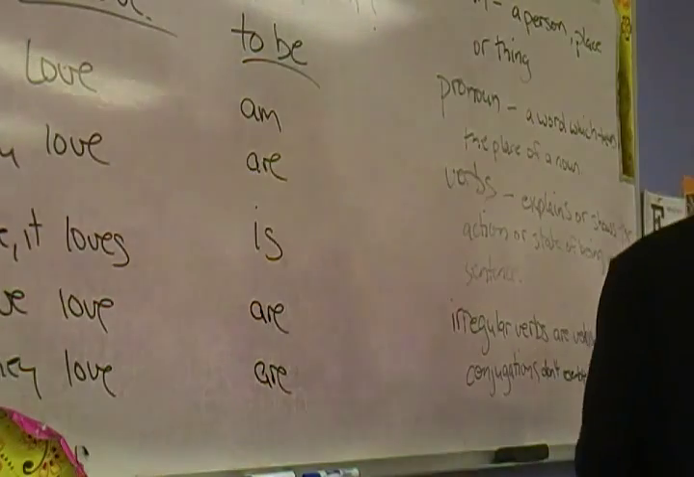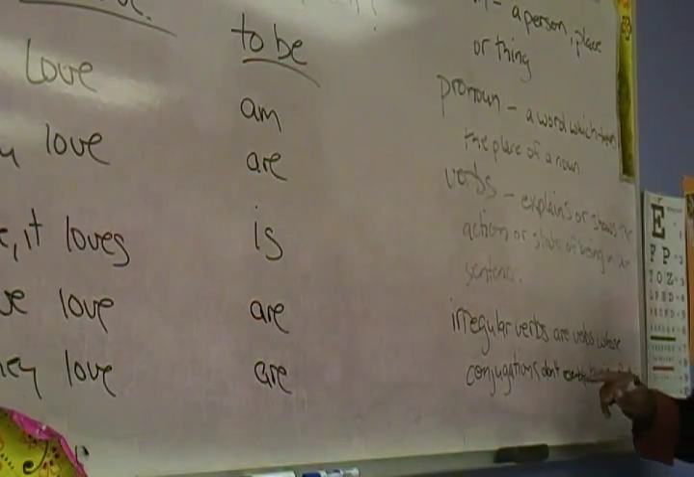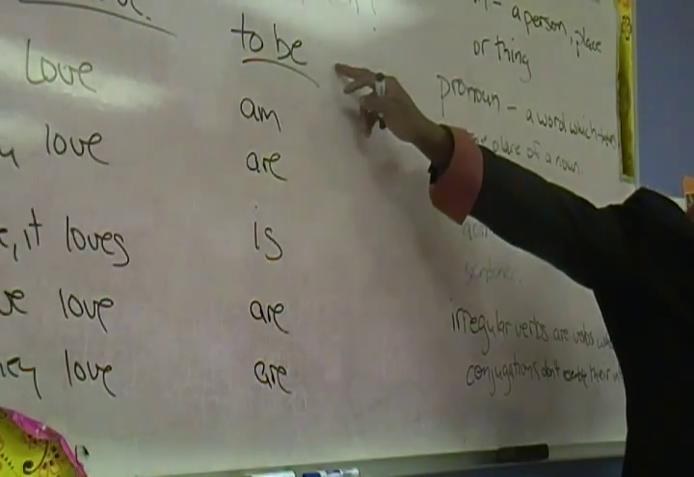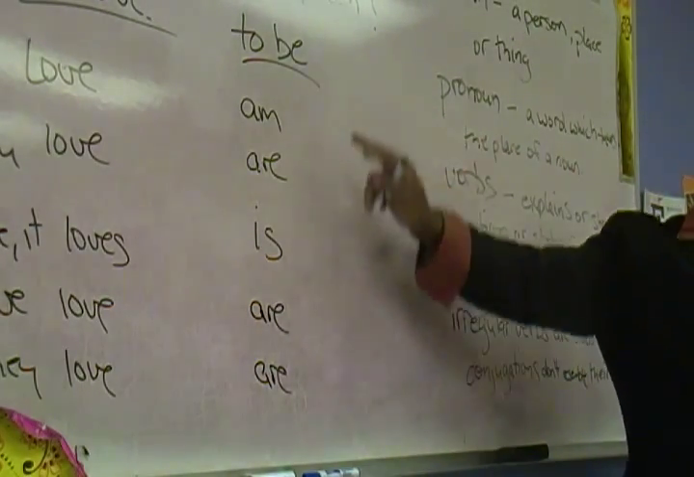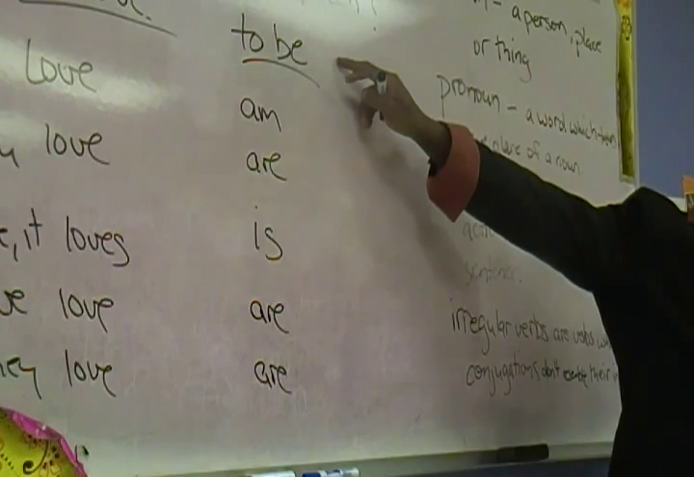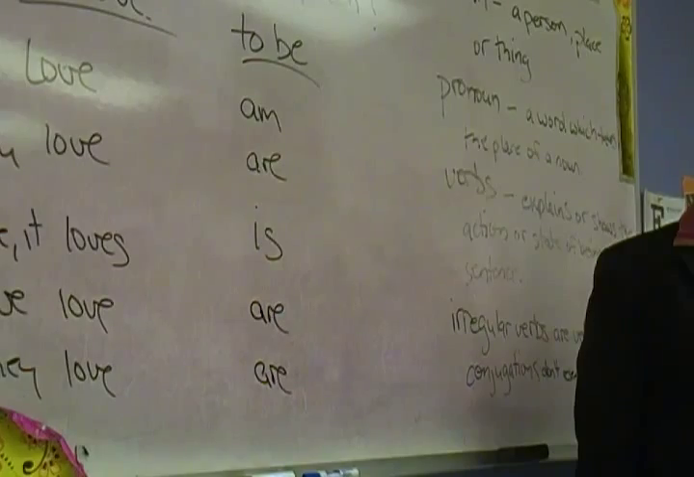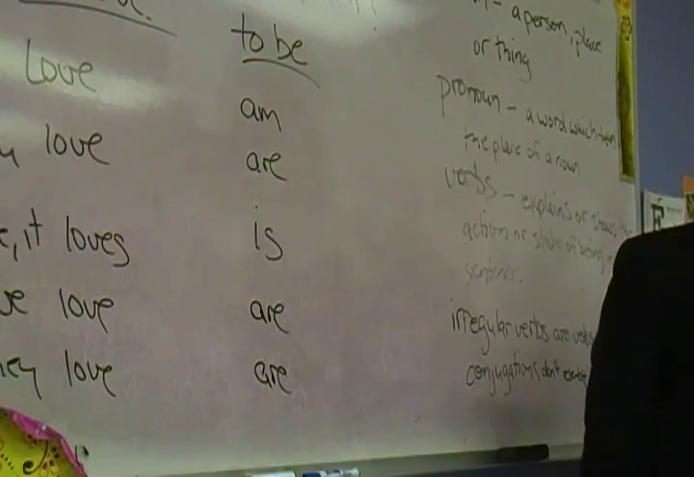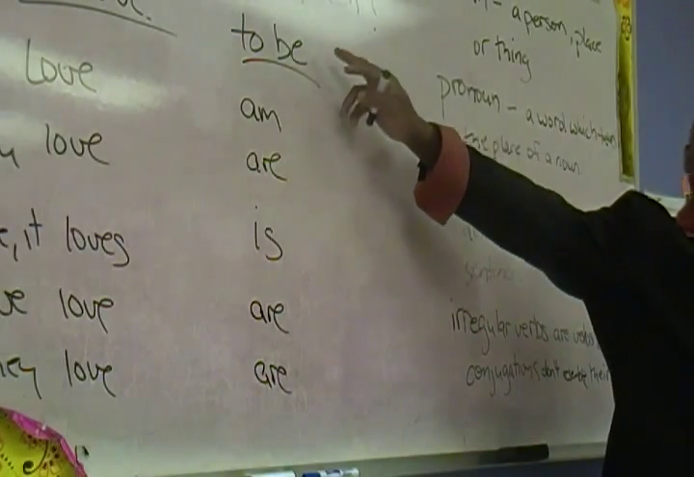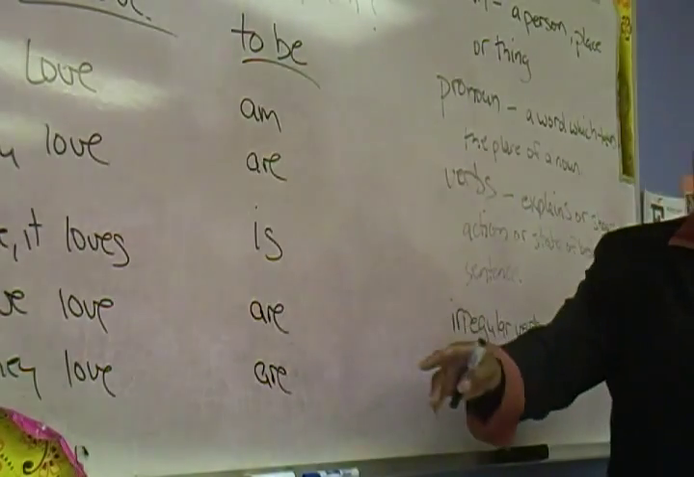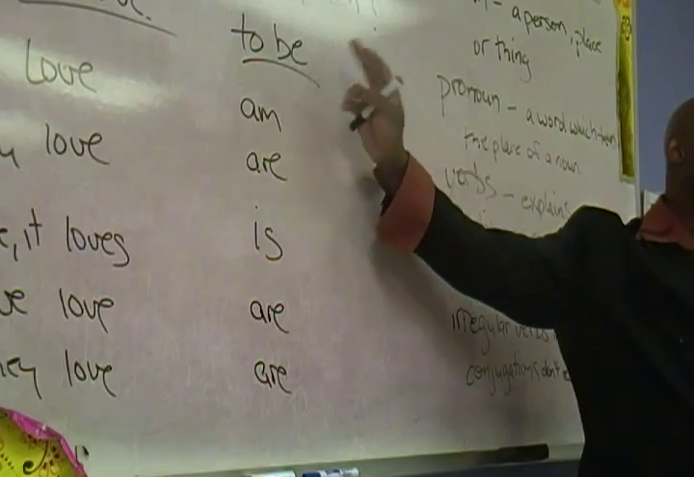It says irregular verbs are verbs whose conjugations don't resemble the infinitive. Now this is the infinitive. Do any of these words look like the infinitive? Malik, what do you think? Except three are the same. Right, but the trick is they can be all the same, just like these are all the same. Four of them are the same, but none of these look like this.